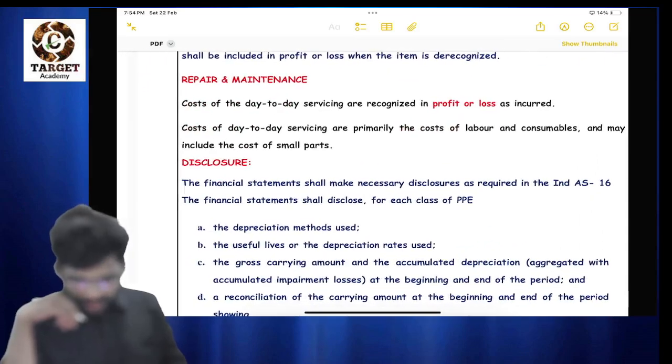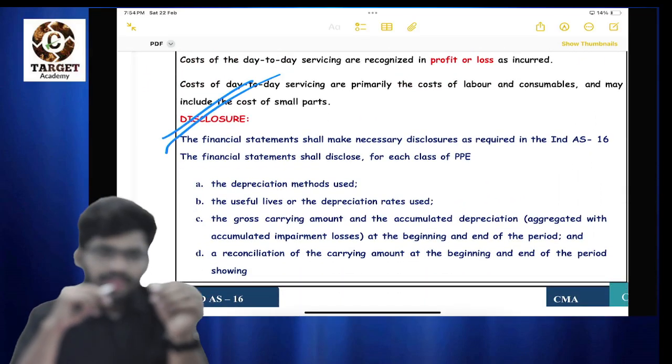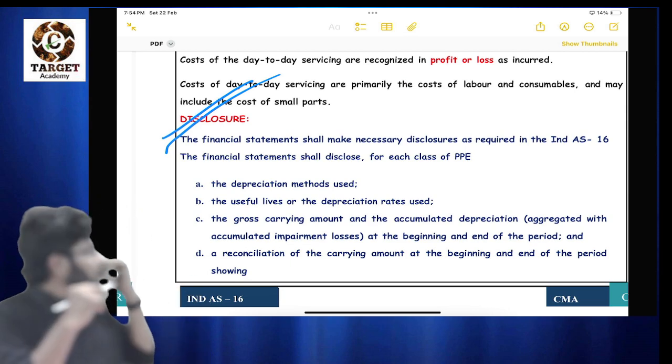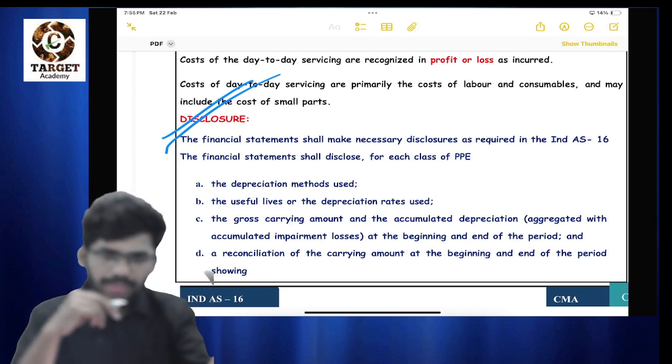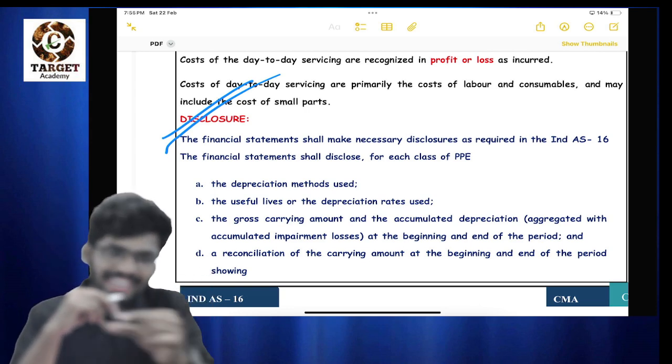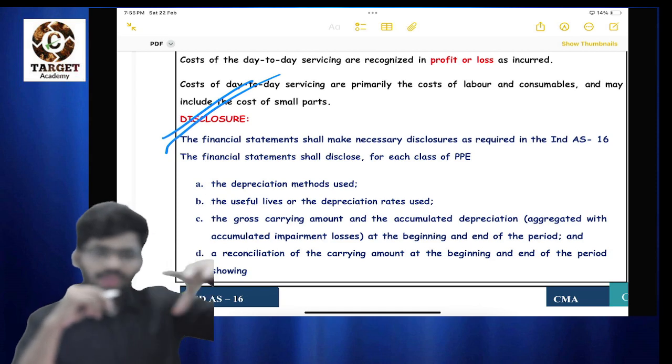So repairs and maintenance already discussed. For disclosures, just give a single reading. Nothing will be asked in the examination. Just disclosures: what is the depreciation, which method you are following, what is the carrying amount, what is the impairment loss. Everything you need to disclose.